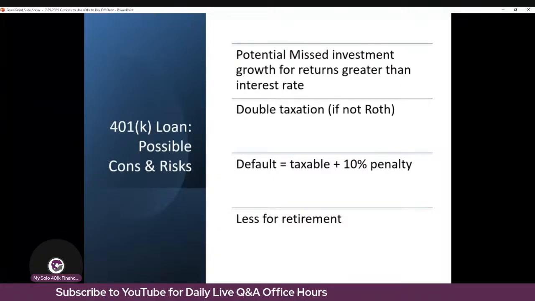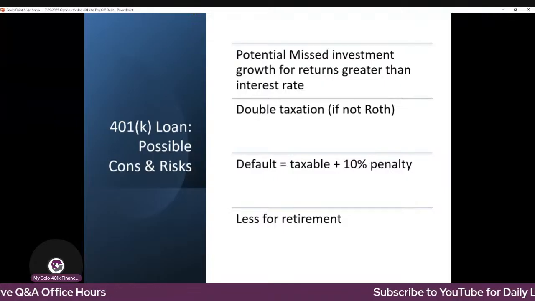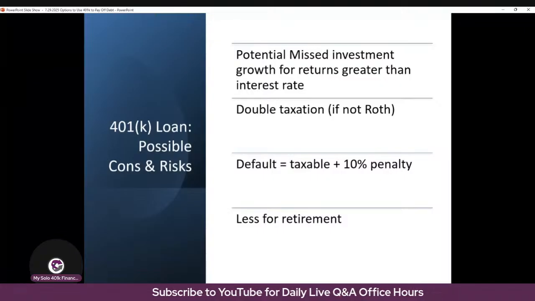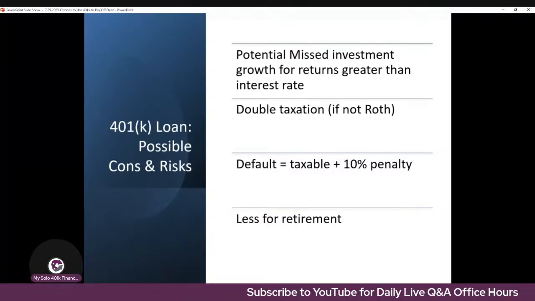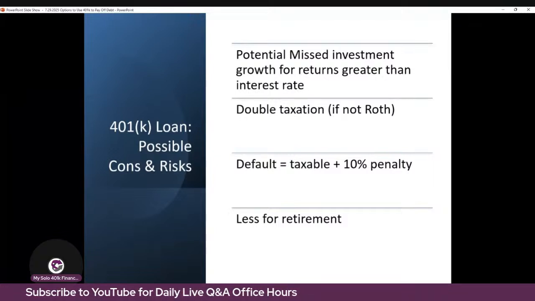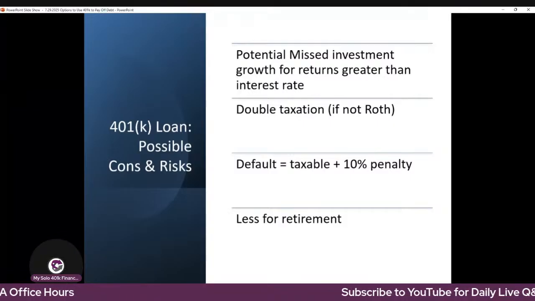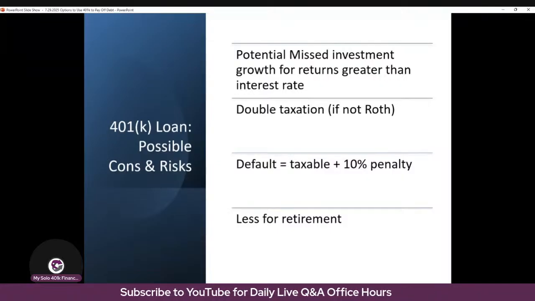Double taxation. Folks will bring this up because when you pay back the loan, you pay it back with after-tax dollars. So if it's a pre-tax account, or if you could borrow from your Roth solo 401k, in which case if you later withdraw money from that Roth 401k as a qualified Roth distribution, then that subsequent withdrawal would not be subject to taxes or penalties. But if you're paying it back with after-tax money and it's going back into your pre-tax account, then when you withdraw the money as a 401k distribution, you're going to have to pay taxes and possibly penalties at that point.